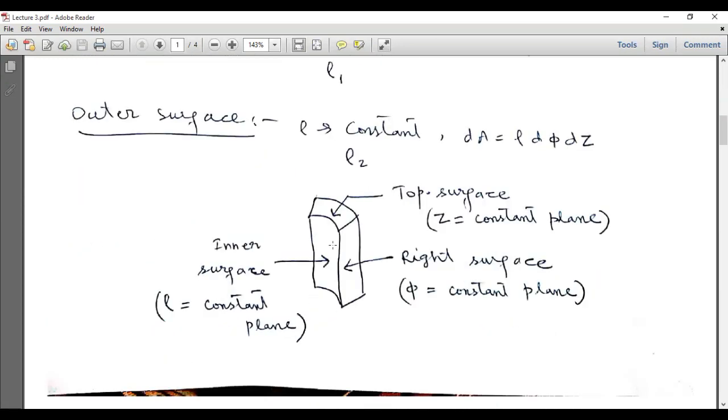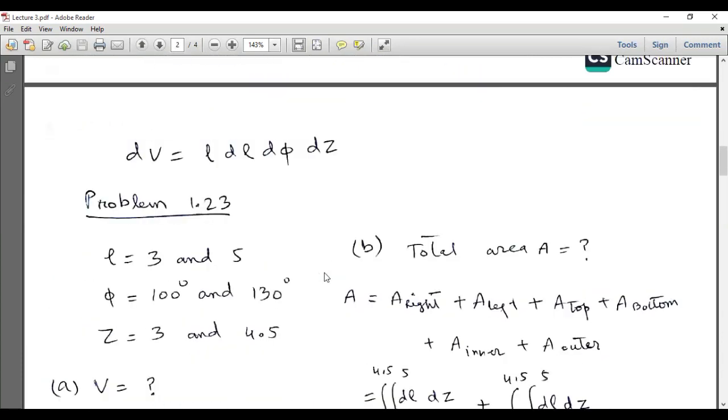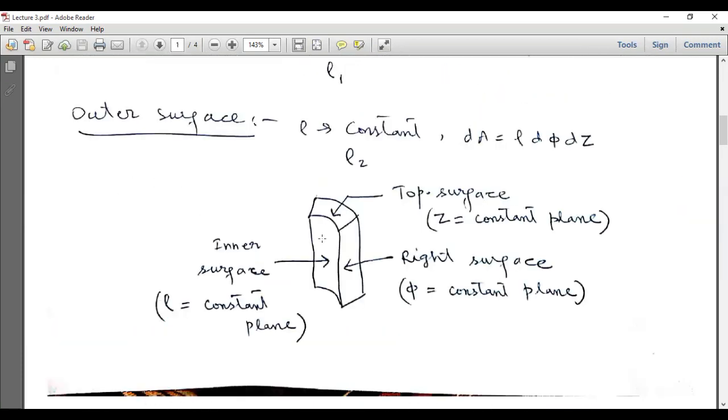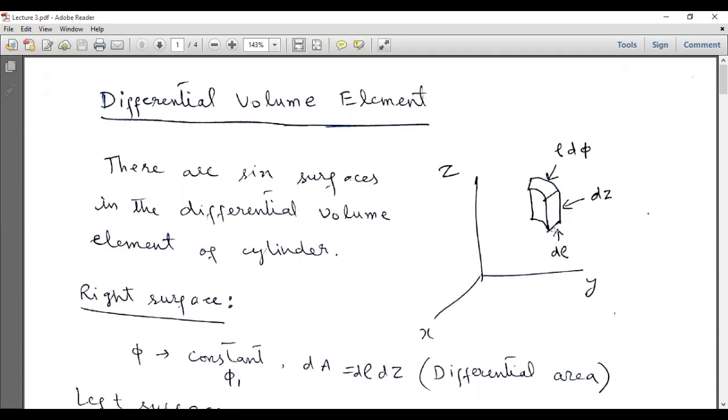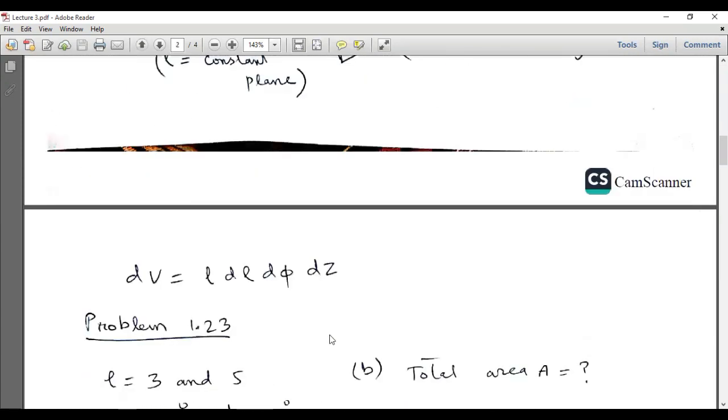So for the top surface, z is equal to constant plane. For the right surface, phi is equal to constant plane, and for this inner surface, rho is equal to constant plane. So for each surface, one coordinate of the cylindrical system will be constant, and the differential volume of this entire piece, the differential piece, will be equal to the product of all the three differential lengths. So d rho d phi multiplied by dz. So the product of all these differential lengths will be giving us the differential volume of the cylindrical piece.